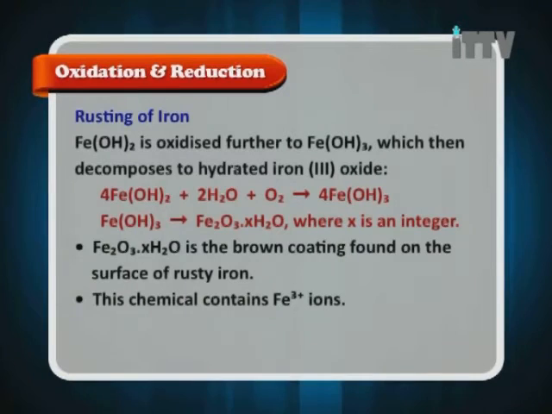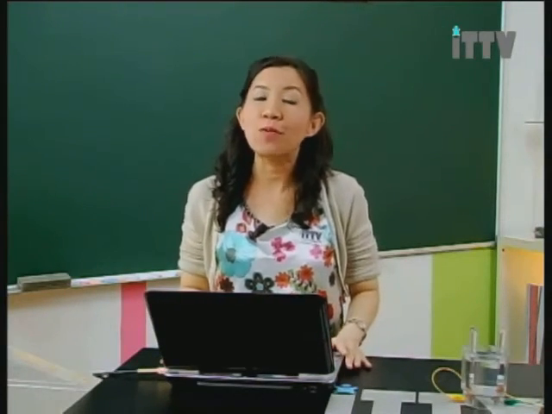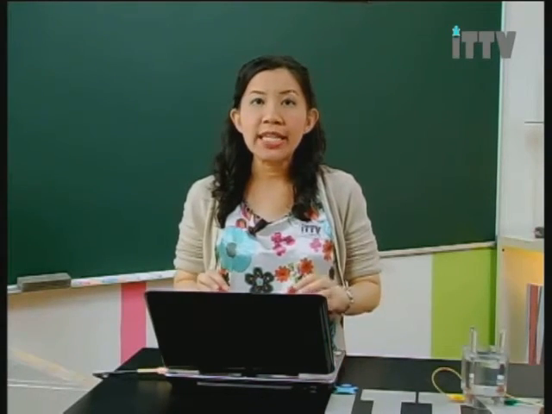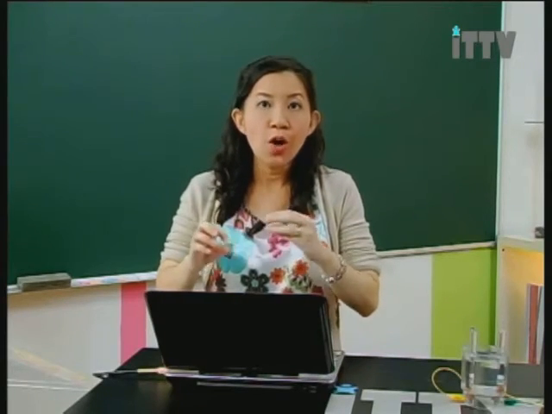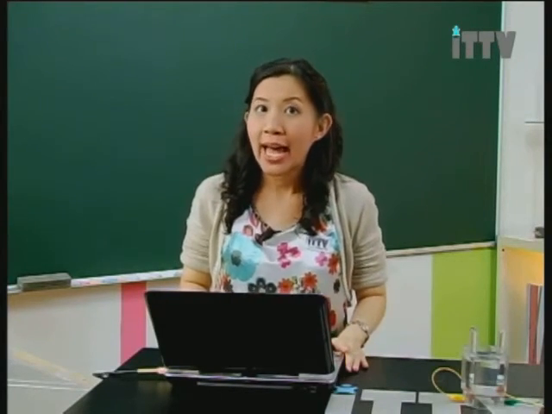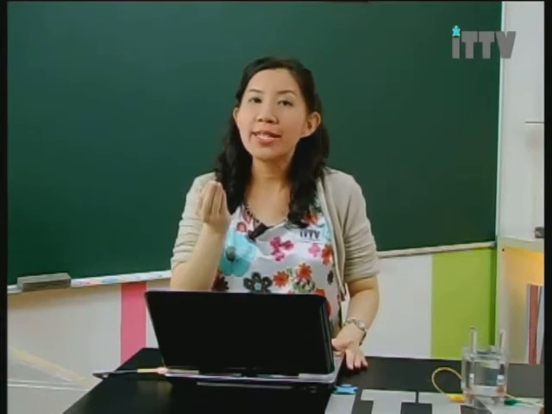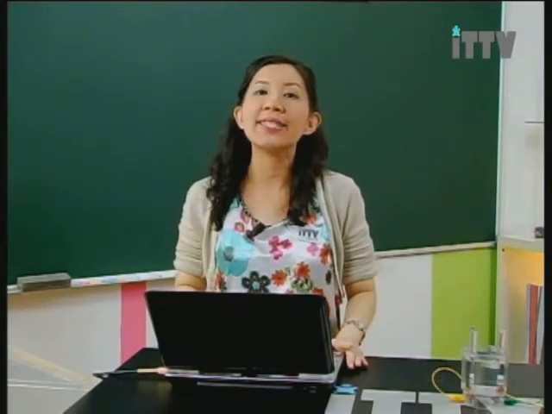So iron 3 hydroxide or hydrated iron 3 oxide is the brown coating found on the surface of rusty iron, and the chemical contains iron 3+ ions. So that was a very detailed explanation of the rusting of iron. That is actually a series of chemical reactions, and there is actually a small voltaic cell produced at the site of iron rusting, and the rust itself is known as hydrated iron 3 oxide, which contains iron 3+ ions.